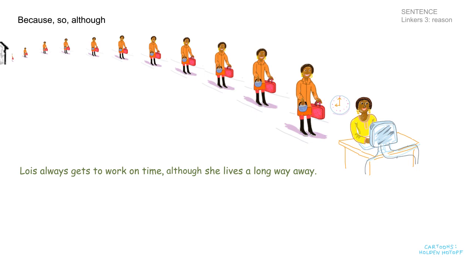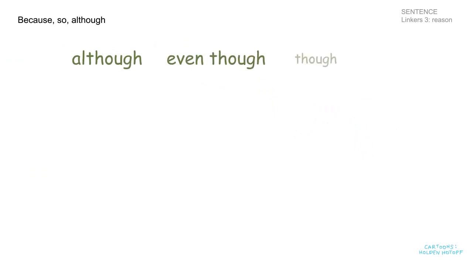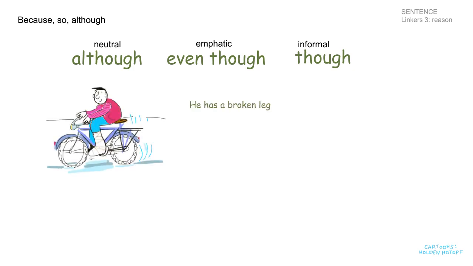Now I want to compare 3 similar phrases: although, even though, and though. We can use all 3 of them in the same way, but even though is more emphatic, although is neutral, and though is more informal and friendly. We use even though when what happens is quite surprising. Here's an example. Here's Pete. He has a broken leg, and he goes on cycling.